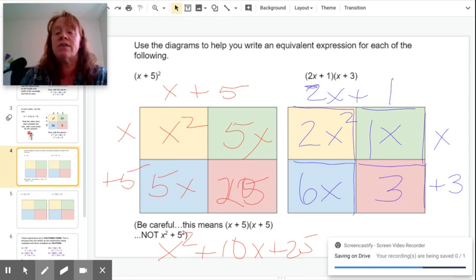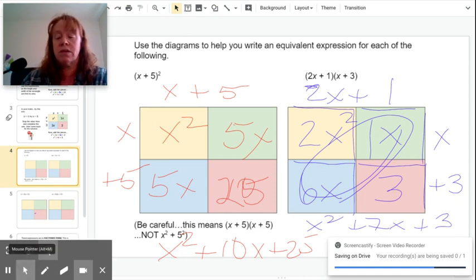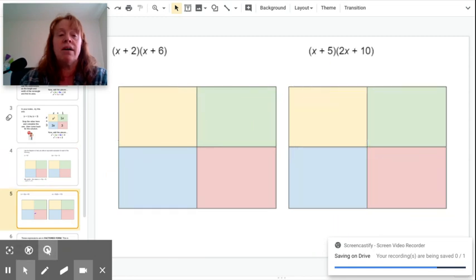So now I've got 2x squared. And I'm going to add these two, and that gives me 7x. And then plus 3 would be the answer there. So you're going to do similar things with the next one as we move down. And just in essence of time, I'm going to pause on that.